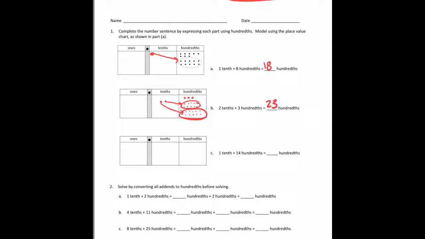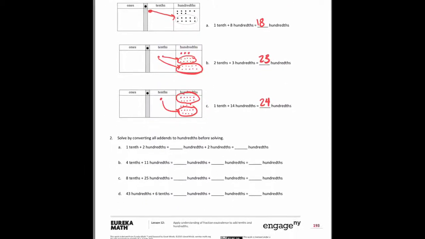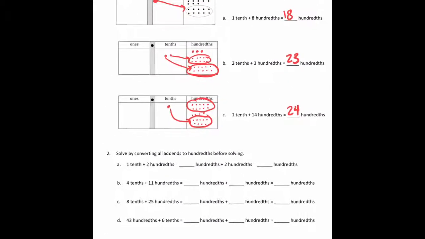Okay, on part C, we have 1/10 and 14 hundredths. So I'm going to put all those 14 hundredths down here. So that's 10. And then the 4, and then when I move that tenth over, that's going to give me 10 more hundredths. So altogether it would be, here's 10, here's another 10, so 20, and then those 4 would give me 24 hundredths. Okay, we're going to do the same thing, but without the chart.